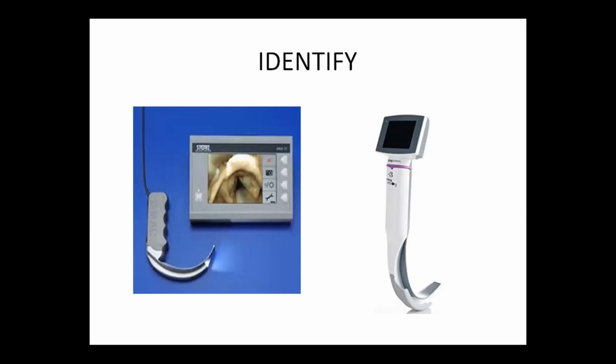The CMAC laryngoscope is there. This is King Vision. Others are AirTraq, McGrath, Glidescope. So you should be aware of the video laryngoscopes. You should be able to identify them. You should be able to tell their indications.